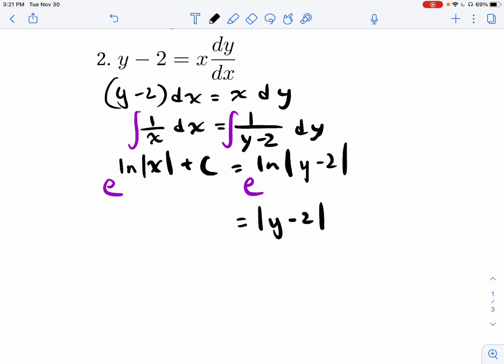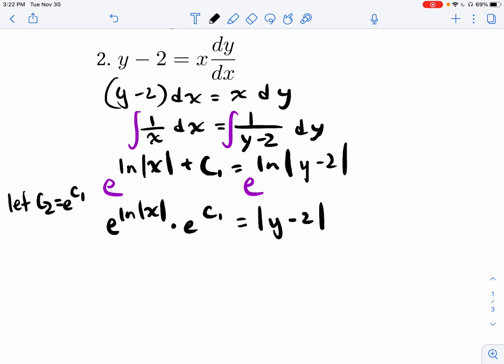Now I'm going to do the same thing to my left side, but it's important to note here that I can apply the exponent property, so that this is equivalent to saying e raised to the power of c. And in fact, let me call this c sub 1, because in a second you're going to see that that constant is going to change. Now, e raised to the power of some constant is just some other constant. So let's let c sub 2 be equal to e to the power of c sub 1.